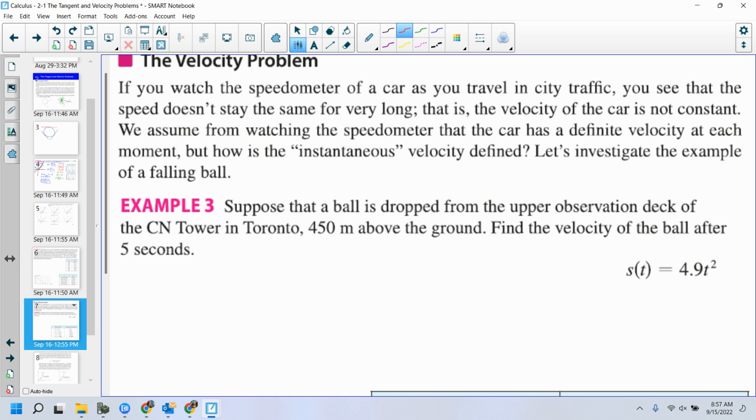Okay, and I thought I had a table down there. I was just making sure. Okay, so we know that the velocity is change in distance over change in time, right?